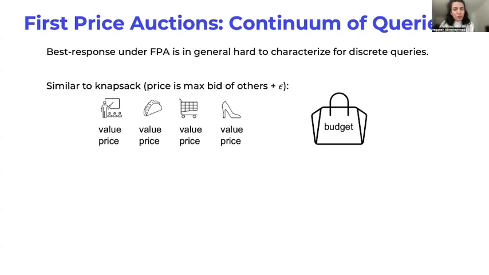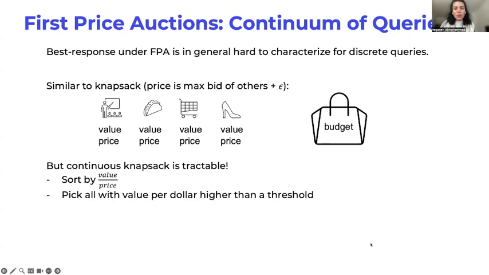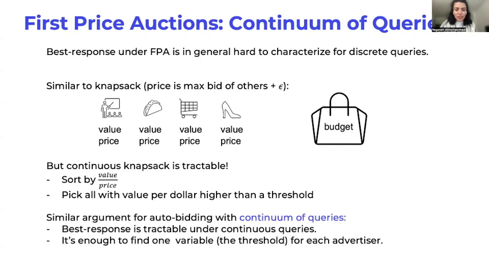This is in general known to be a hard problem in computer science, but at the same time, it's a tractable problem if we assume the values are continuous. And the way that it works is that we can sort everything by value over price and just greedily pick them until we hit the budget. This is why we're inspired to look at the continuum of queries instead of discrete queries in this setting.